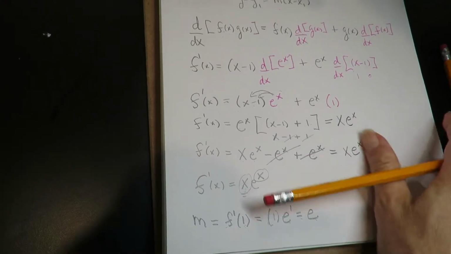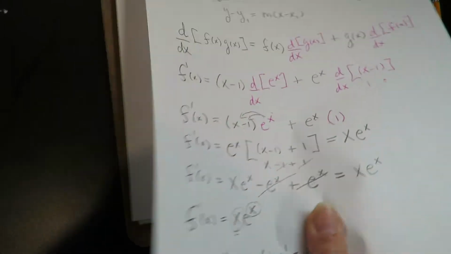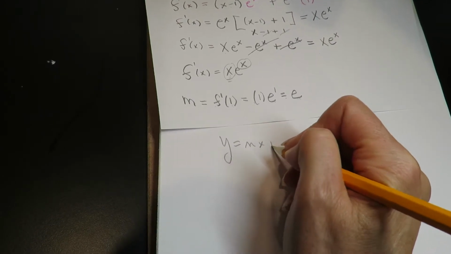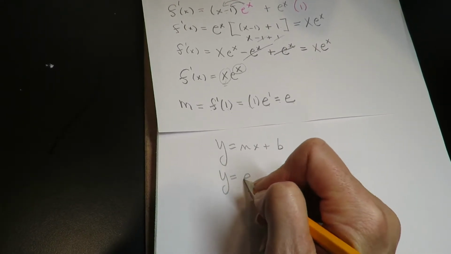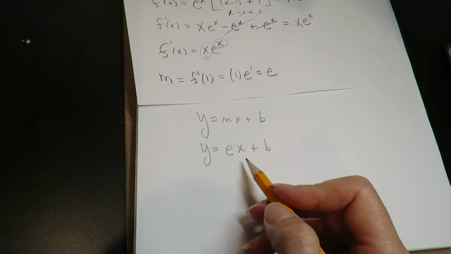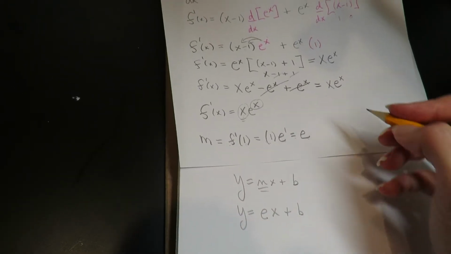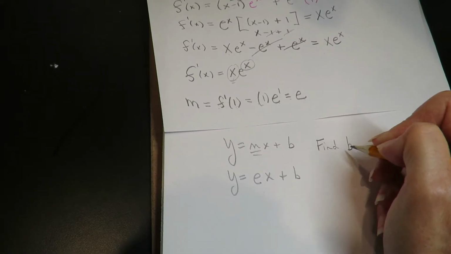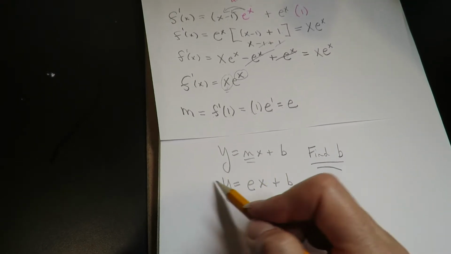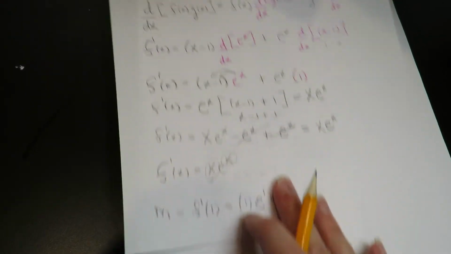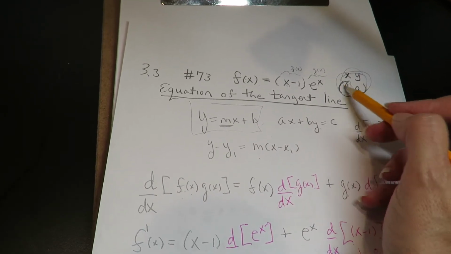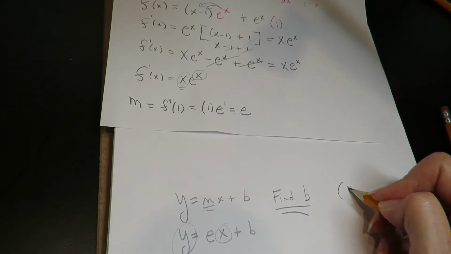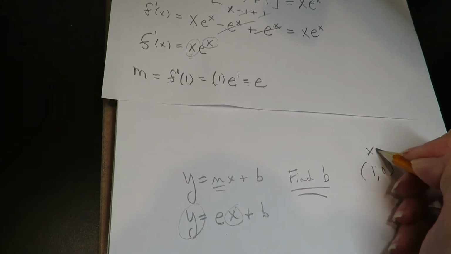Now when you do y equals mx plus b, you now know that m is e. You figured out that m is e because you found m. Now you have to find b. Well, how do you find b? To find b, you have to fill in y and x. Well, you know what y and x are because that was given. X and y is 1 and 0. That was given in the original problem.